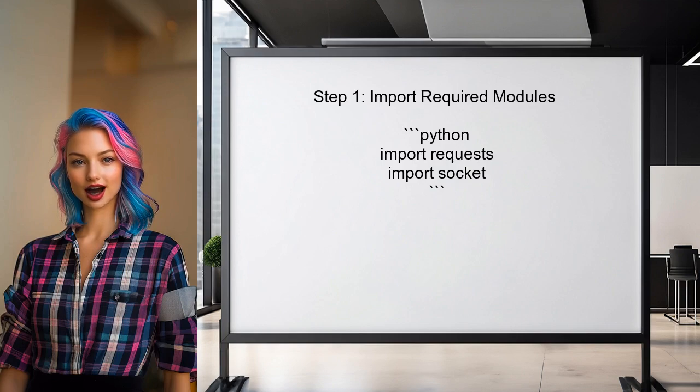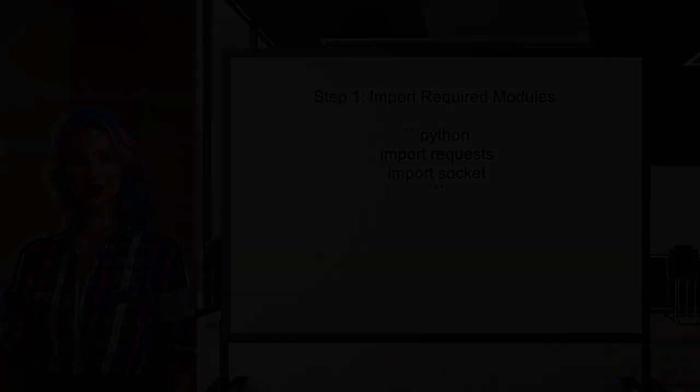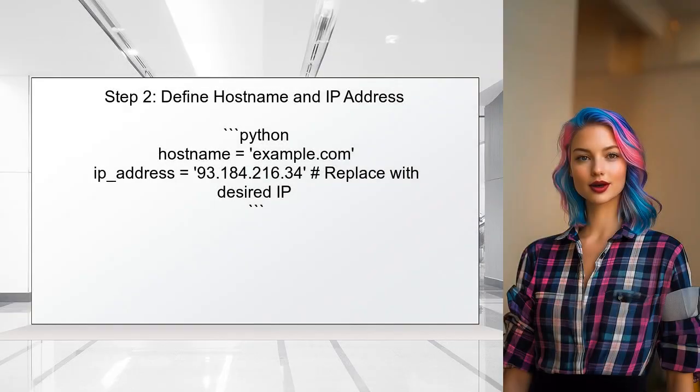To specify URL resolution in Python's requests library, the user can utilize the requests module along with the socket module. First, they need to import both modules at the beginning of their script. Next, the user should define the hostname and the IP address they want to resolve it to. This is similar to how the curl command works with the --resolve flag.